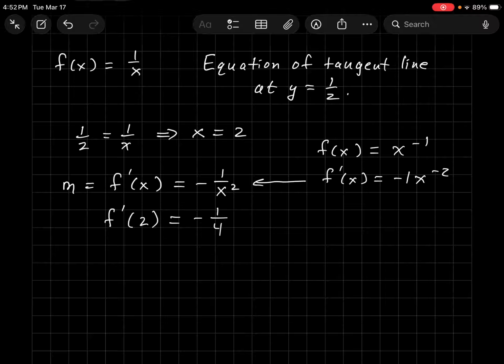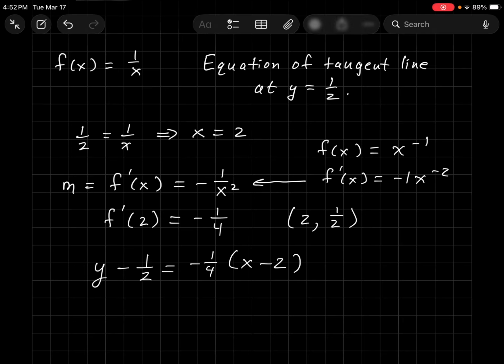So I can write the equation of the tangent line now. I have the slope is negative 1/4. I have the point that it goes through is 2, 1/2. So the equation is y minus the y value equals the slope times x minus the x value.